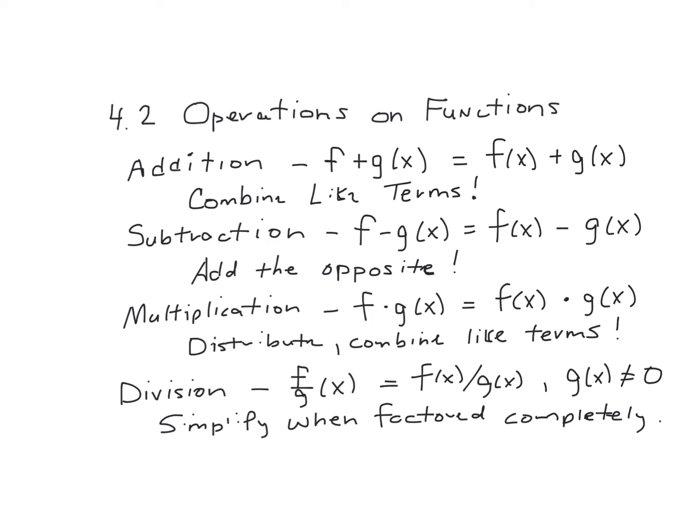Most of what we're going to do, you've done already, but when we're talking about addition, which can be written as f plus g of x, which means the same as just f of x plus g of x, you basically just combine like terms, like we always have. In subtraction, which can be denoted as f minus g of x, or f of x minus g of x, then we're going to add the opposite. Important to distribute the negative, combine like terms.